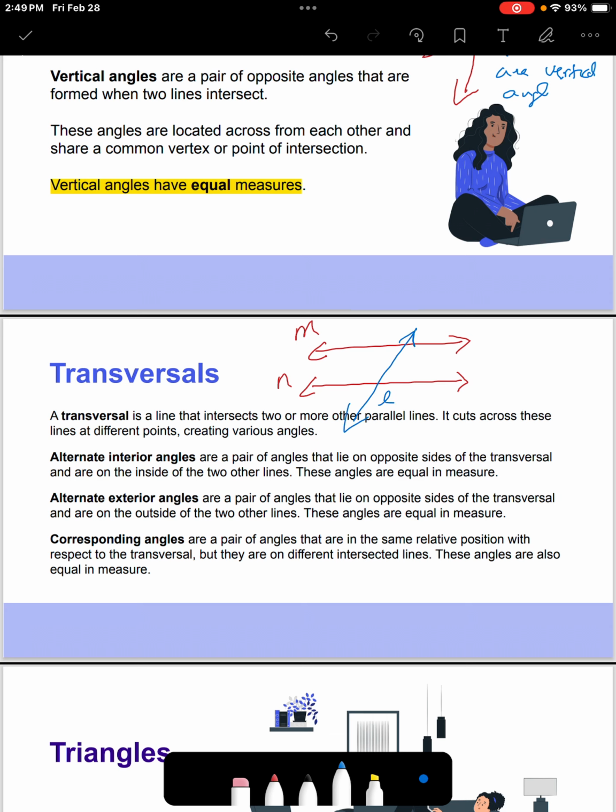M and N are parallel. The way you can note parallel is little triangles on the lines. So we would say M is parallel to N, and they're cut by transversal L. So we would form some angles. And typically the way we would number these is 1, 2, 3, 4, 5, 6, 7, 8. All those different angles.